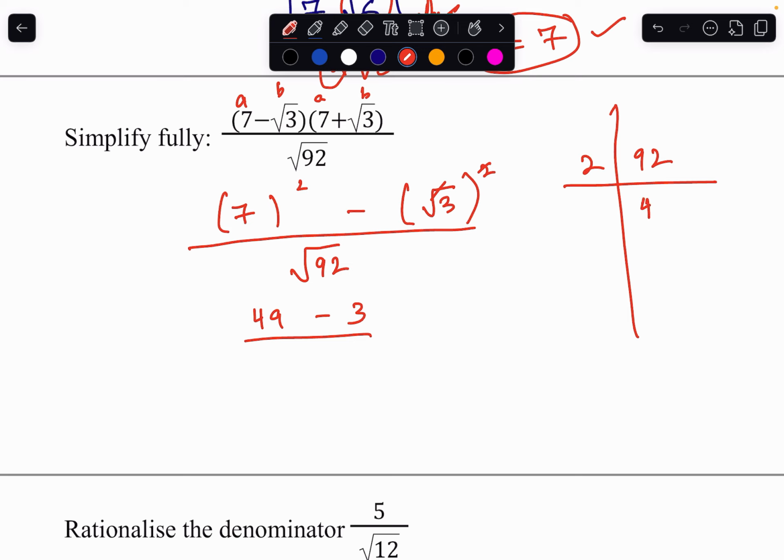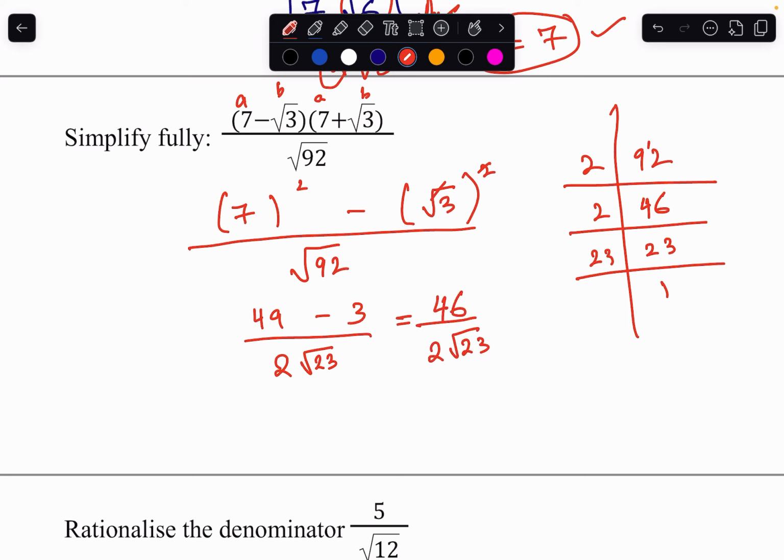2 times 4 is 8, 2 times 6, 2 times 2, 2 times 3, and 23. So this 2 will come out and this 23 stays inside. Now 49 minus 3 is 46. 46 over 2 root 23. Since they didn't say rationalize, we are not concerned about this denominator. Now 46 divided by 2 is 23.